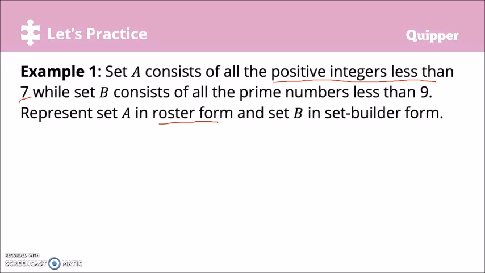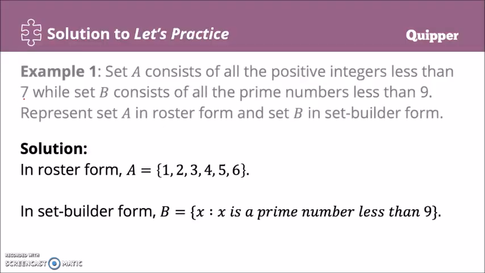Sige. So, with the listing method or roster form, we write set A. We write set A is the set of 1, 2, 3, 4, 5, 6. Okay. Take note, we have braces here and we list all of the elements from 1 to 6. Bakit? Kasi positive integers tapos less than 7. So, hindi kasali si 7, hanggang 6 lang. Okay, this is roster form.